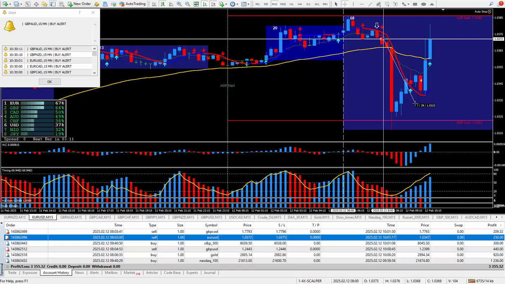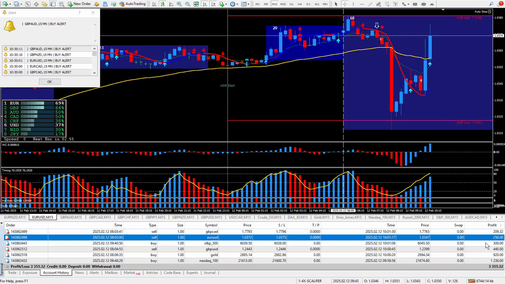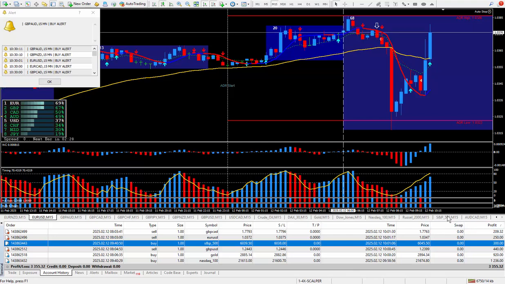Now the euro dollar does pay $10 for each pip because the USD is on the right hand side. Looking at the money, well, this should be 25, and there's the 25 pips paying out $250. Okay, moving on to the next trade, the S&P 500.